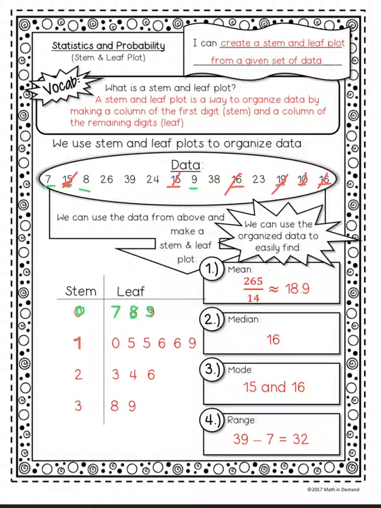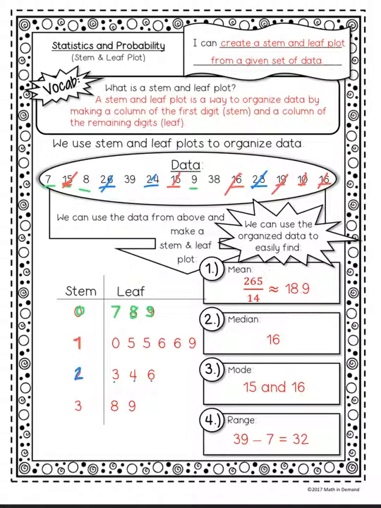Then I'm going to go to my numbers in the 20s. Notice again, my leaves have to be in numerical order. If you need to, write them down and then erase and put them in order. I see 26, 24, and 23. So 23 comes first. Across from the number 2, which is my stem, I'm going to put a 3, a 4, and a 6, and cross those out up in my data.